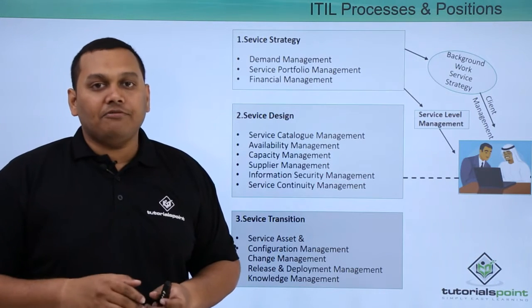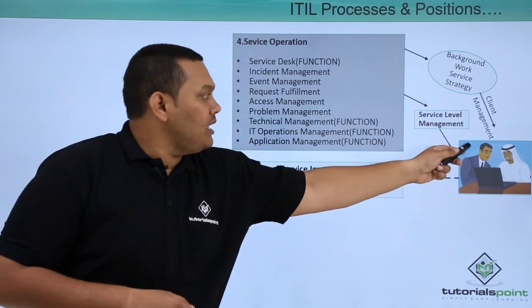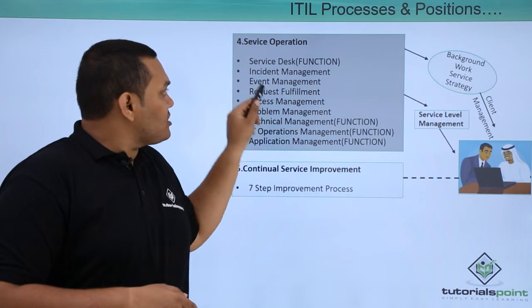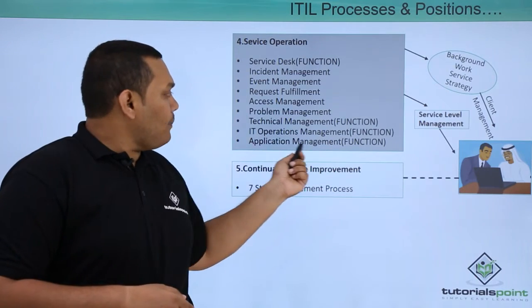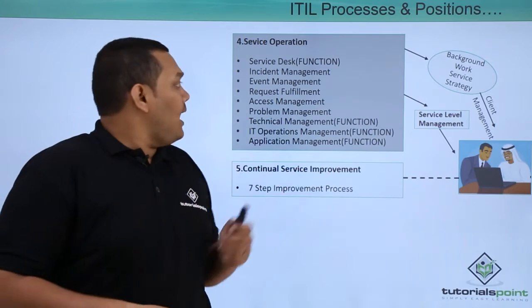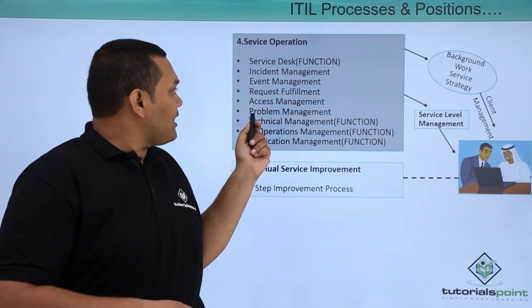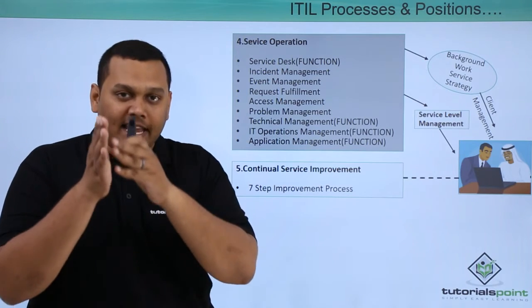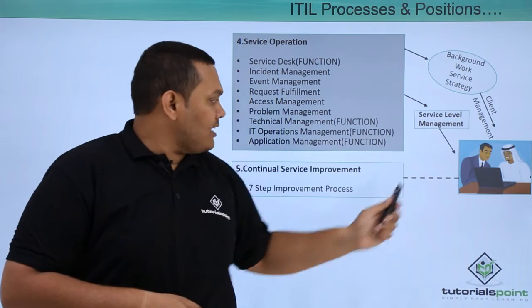After this transition phase, when we go to the operation phase, again the client management and the service level management come into the picture, so that the four functions: service desk, technical management, IT operations management and application management are performed. Here the incident management, event management, request fulfillment, access management and problem management processes are aligned in the same path by collaborating with the service level management and client level management.